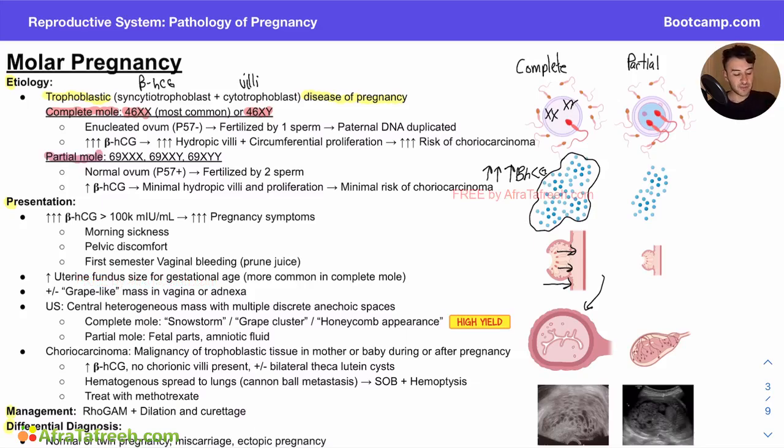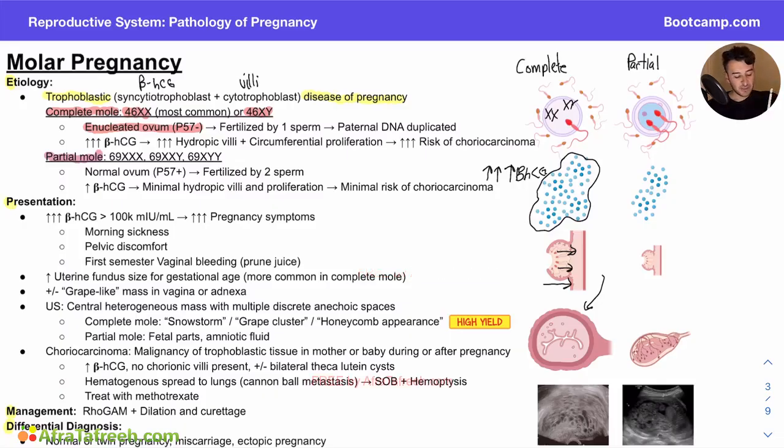So let's go ahead and review some of our bullet points related to complete mole. We talked about the fact that it's fertilization of an enucleated ovum, and these are P57 negative. They sometimes like to ask this low yield fact about the fact that complete moles are P57 negative, whereas partial moles are going to be P57 positive because they had the nucleus of an egg, but it's pretty low yield. I just wanted to mention it.